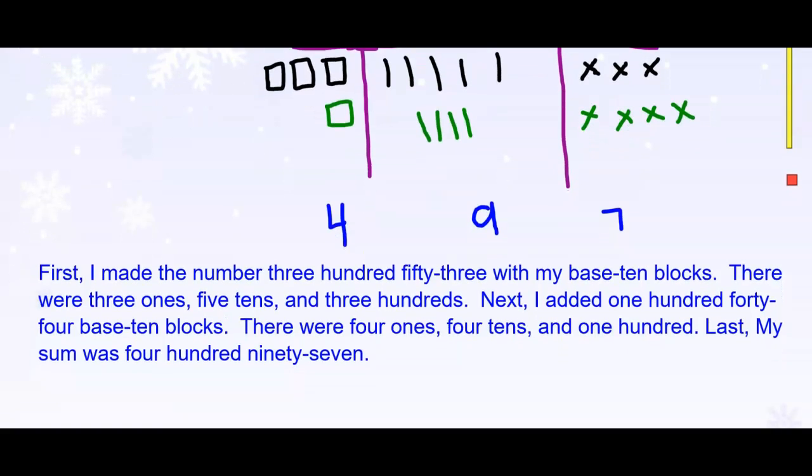Now it's time to explain. First, I made the number 353 with my base 10 blocks. There were 3 ones, 5 tens, and 3 hundreds. Next, I added 144 base 10 blocks. There were 4 ones, 4 tens, and 100. Last, my sum was 497. Is that the same answer you got, boys and girls? If so, pat yourself on the back. If not, just try it again.